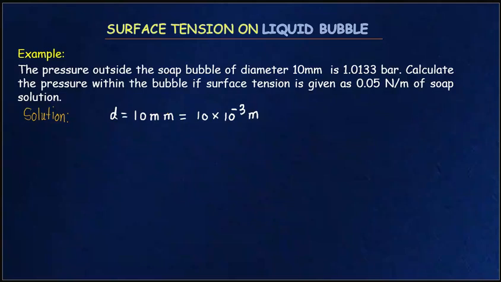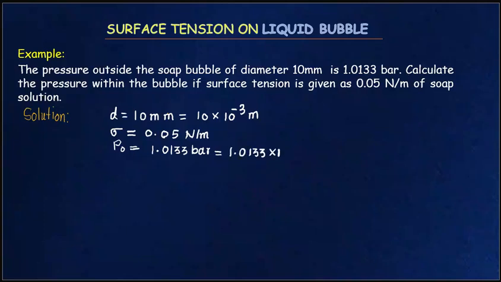Also, they have given us the surface tension of the soap solution. So that I'll call sigma, and that value is 0.05 newtons per meter. They have also given us the outside pressure, that is atmospheric pressure. So I'll write down here P atmospheric or P outside, and that is equal to 1.0133 bar. Now bar we have to convert into Pascal, and that is going to be 1.0133 into 10 raised to 5 Pascal. All data given to us has been listed over here.